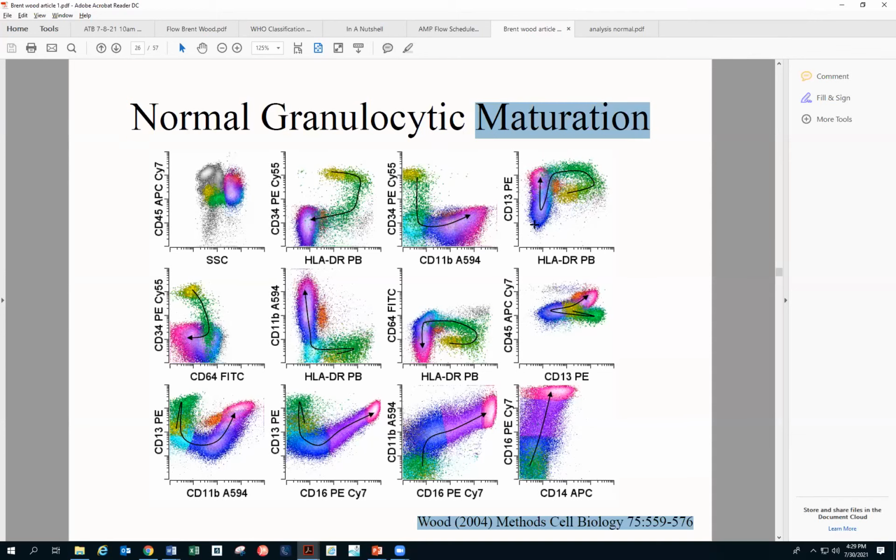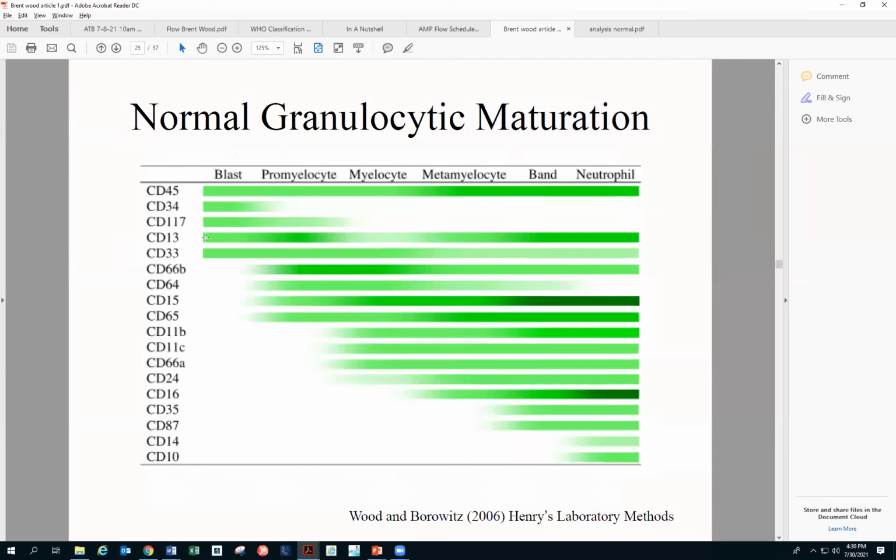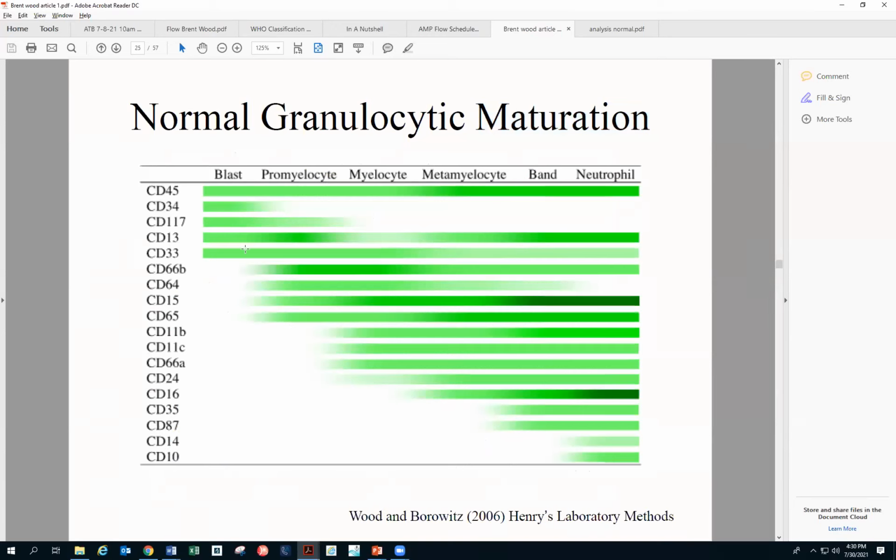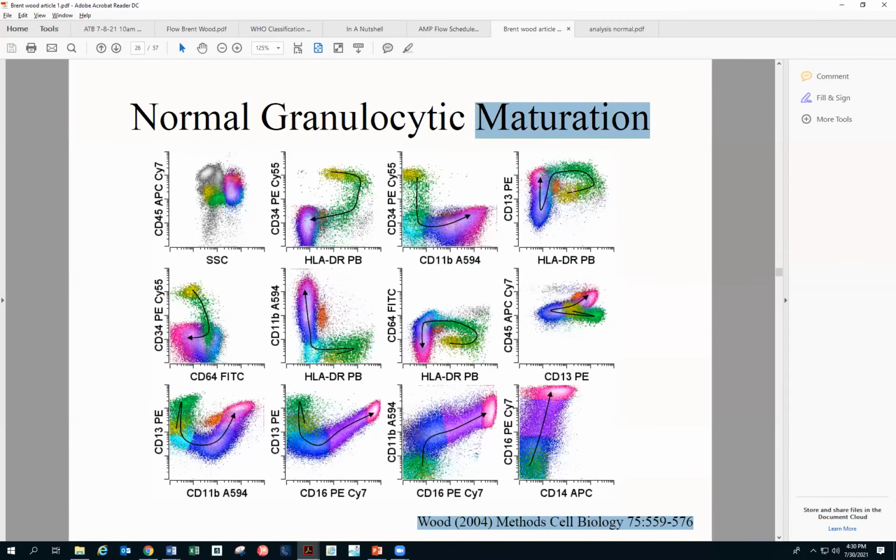Coming to CD13. As we were talking about the dipping, there is a dip in the myelocyte stage. In the more immature forms it will be there, and then it will rise in the promyelocyte and dip in the myelocyte stage. Then again it rises in the more mature neutrophil stages. Coming over here, CD64.